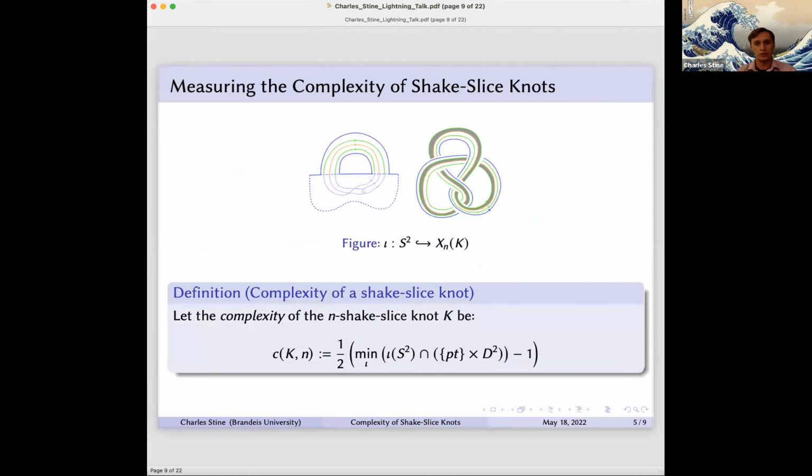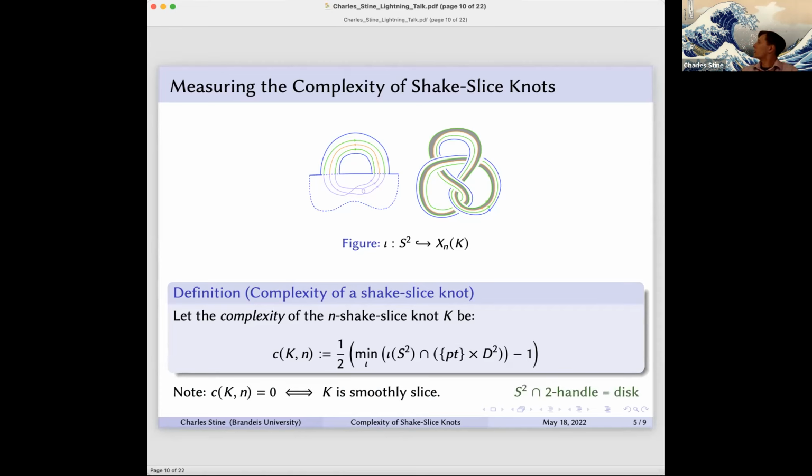Okay, so that's essentially what's captured in this definition. For an n-shake slice knot K, we take the minimum number of those intersections, we subtract 1 because that removes the algebraically essential copy of the core, and then we divide by 2 since we're really counting algebraically canceling pairs of cores. You'll notice that the green cores are all oriented one way and the orange core is oriented backwards. And so you have an essential green core and then a bunch of green-orange pairs.